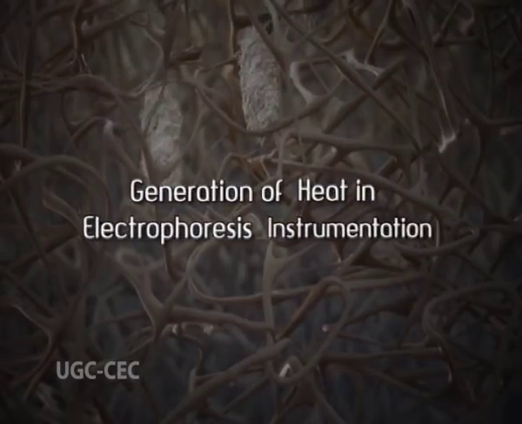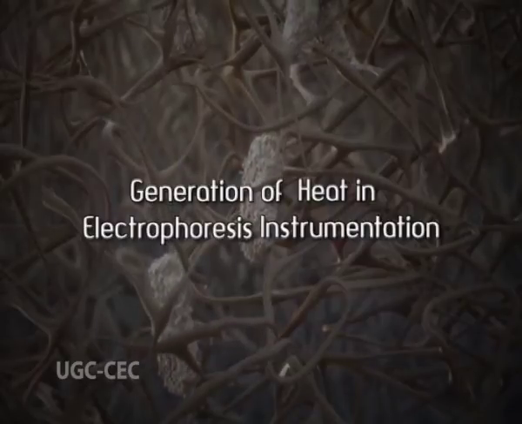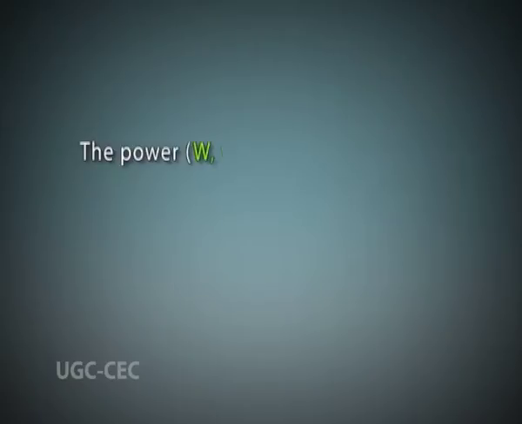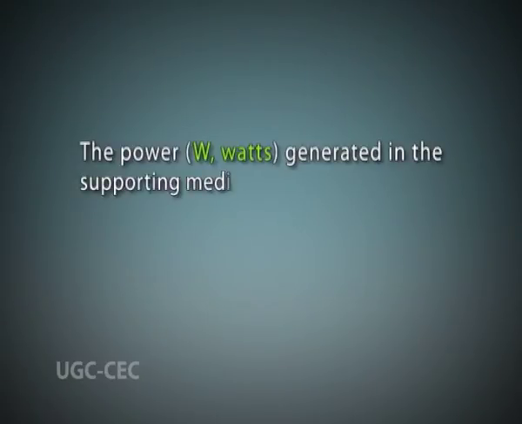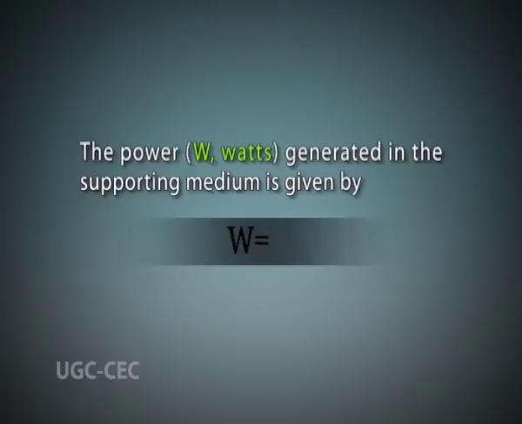Generation of heat in electrophoresis instrumentation. During electrophoresis, the power W watts which is generated in a supporting medium is given by W equals I squared R. Heating in electrophoresis causes a decrease of buffer viscosity, hence a reduction in the resistance of the electrophoretic medium. Samples that are sensitive to heat may be thermally unstable, which may lead to the denaturation of proteins and thus the loss of enzyme activity.